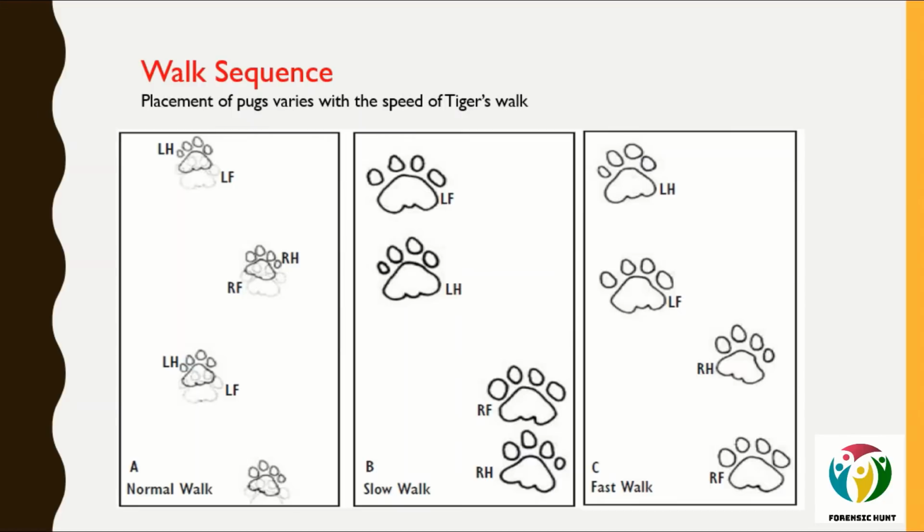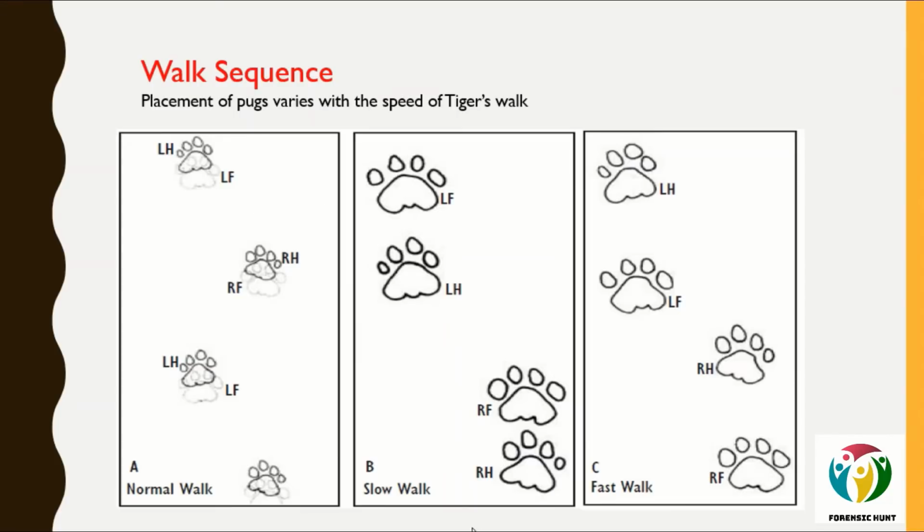So the next topic which we are going to study is the walk sequence, that is, how the placement of pugs takes place and how it varies with the speed of the tiger's walk. The first illustration you can see here is for the normal walk, the second one is for the slow walk, the third one is for the fast walk. In the first illustration, the hind pug marks fall over the front pug mark either fully or partially. So let's say this is the impression of the left front pug mark which is overlapped by the left hind pug mark.